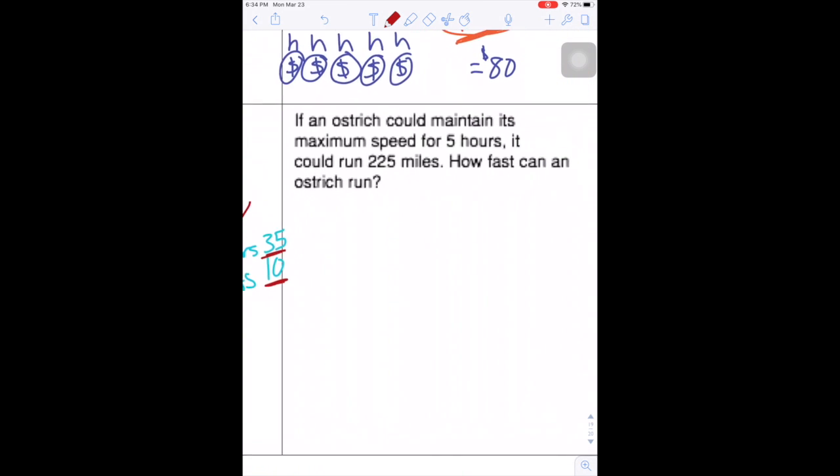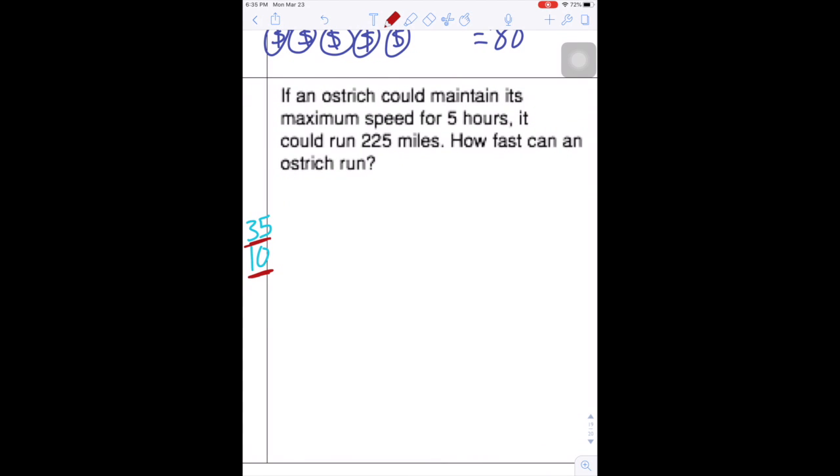All right, our last one for today. If an ostrich could maintain its maximum speed for 5 hours, it could run 225 miles. How fast can an ostrich run? So again, key info. If an ostrich could maintain its maximum speed for 5 hours, it would run 225 miles. So we're trying to figure out how fast it is running.